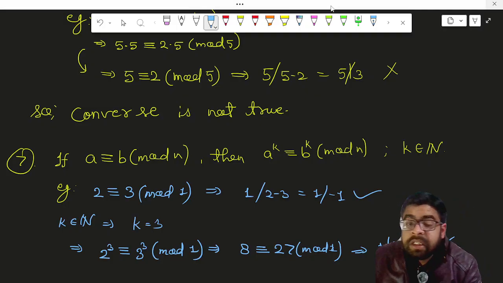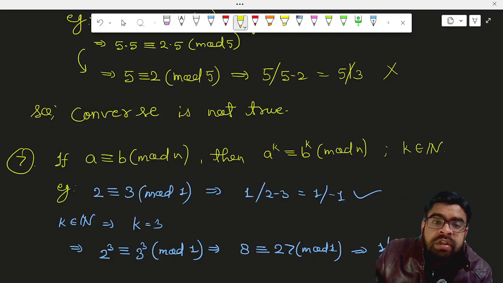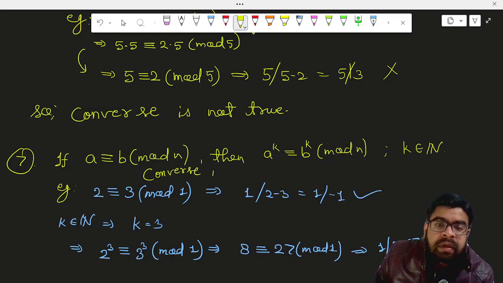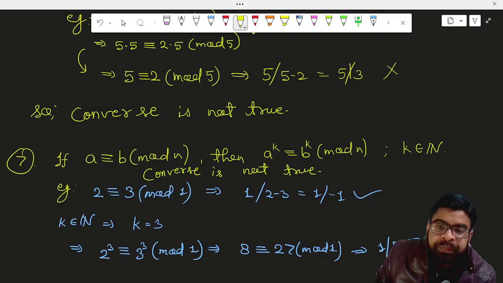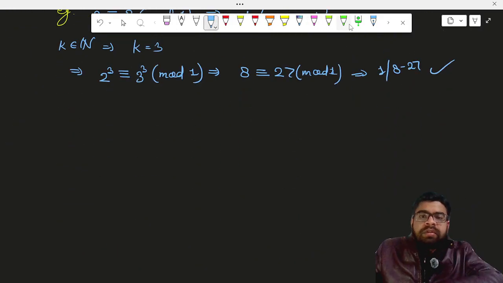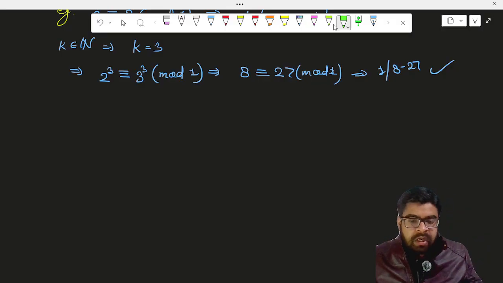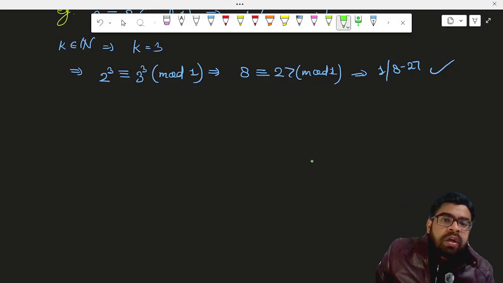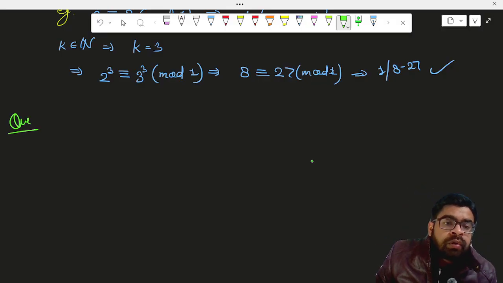And basically in this property also the converse is not true. You can write here the converse is not true. So basically now I'm going to start some questions which are asked in our exams. Okay, so it's a very important question. Write down the question based upon the congruence.